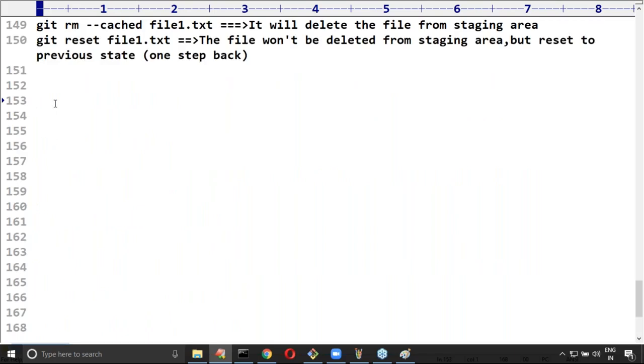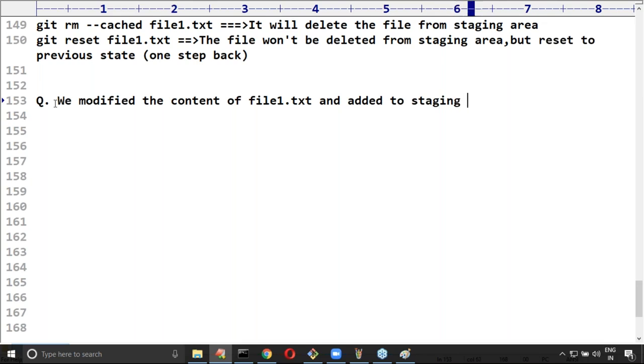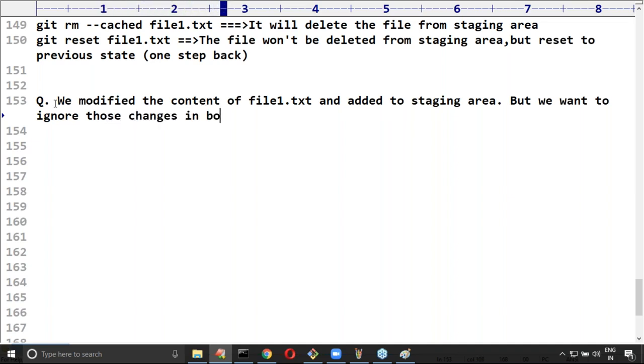Next, one small question I want to prepare to get more clarity. Observe very carefully. We modified the content of file1.txt and added it to the staging area. But we want to ignore those changes in both the staging area and the working directory.